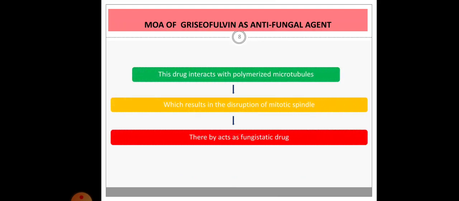Now, the mechanism of action of GRISEOFULVIN as an antifungal agent. GRISEOFULVIN interacts with polymerized microtubules, which results in the disruption of the mitotic spindle. Thereby, it acts as a fungistatic drug.